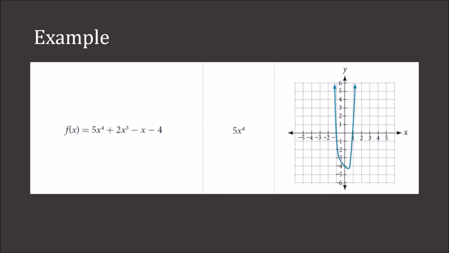So here are some examples. We have the polynomial 5x to the fourth plus 2x cubed minus x minus 4. Its leading term is 5x to the fourth. So this means that the end behavior is going to be determined by the power function 5x to the fourth. Well, this is an even power function with a positive coefficient, so the end behavior will be positive infinity, as x tends to both minus infinity and positive infinity. Okay.